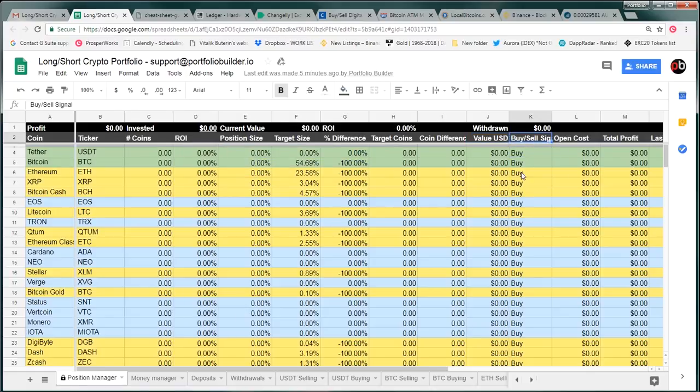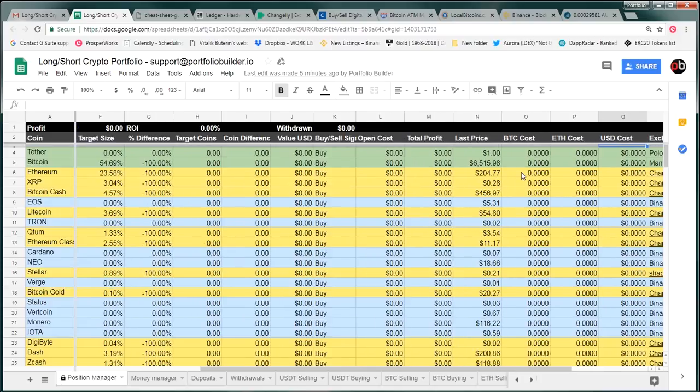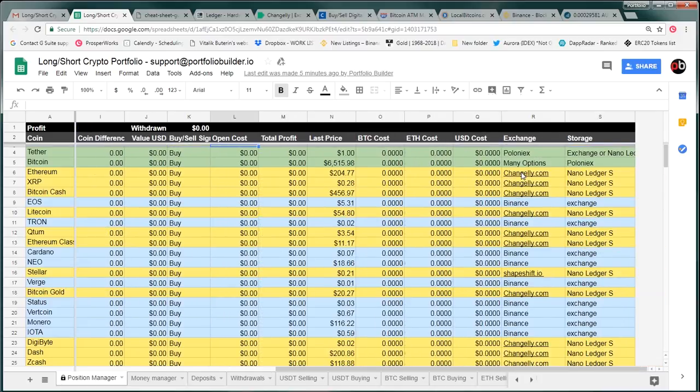This is telling you whether you should buy or sell to rebalance your portfolio. If it says sell, it doesn't mean sell the whole position. It just means to sell part of it. And then in these columns, we have other data such as open cost. This is how much it cost to purchase those coins, the total profit generated from each coin, the last price. This is the Bitcoin, Ethereum, US dollar cost in order to rebalance any given position at any given time.